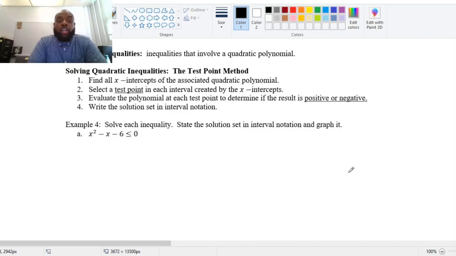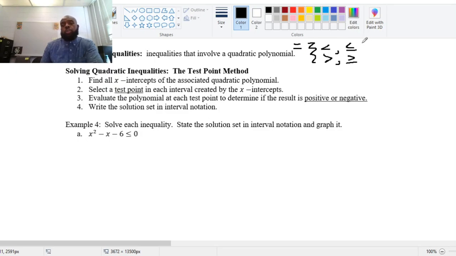Now let's talk about quadratic inequalities. These are inequalities that involve a quadratic polynomial, right? So inequalities, instead of having equal signs, they have a less than or greater than, or you can have a less than or equal to, or a greater than or equal to. So we're saying that something is less than or greater than, or less than or equal to, or greater than or equal to something else.